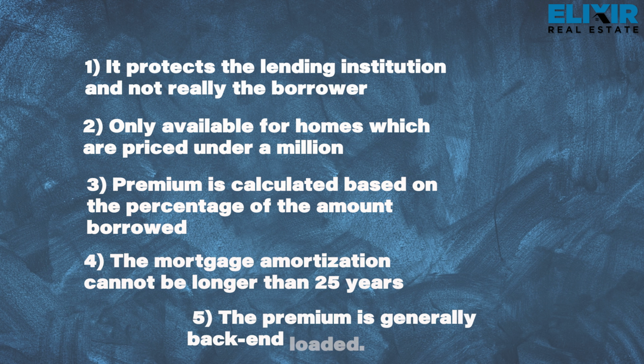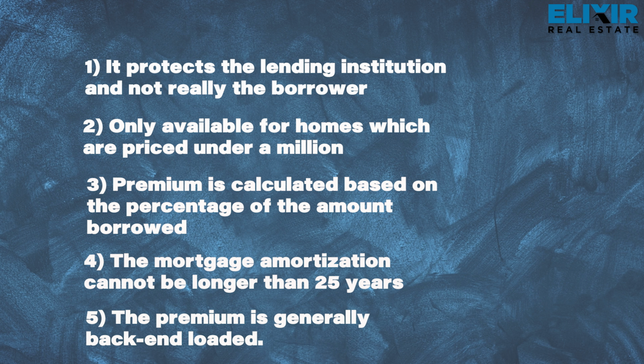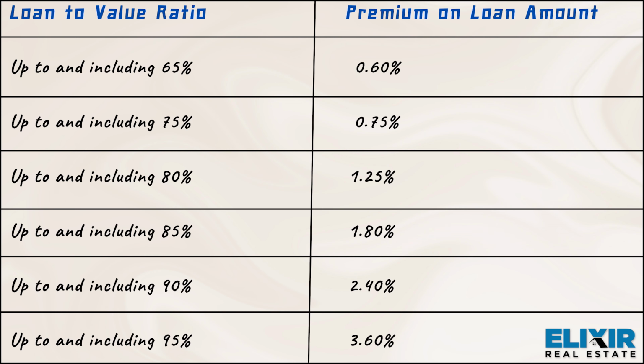And finally, the premium is generally back-end loaded, meaning that it is added to your mortgage principal and paid monthly over the amortization term. So it is not to be paid at once at the time of purchase. By the way, you do have the option to pay the premium as a lump sum when your mortgage begins. Now let us look at how the mortgage default insurance premiums are calculated.